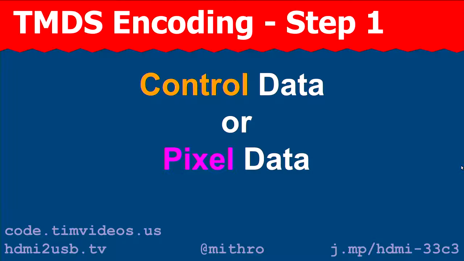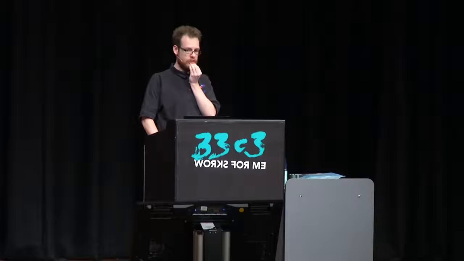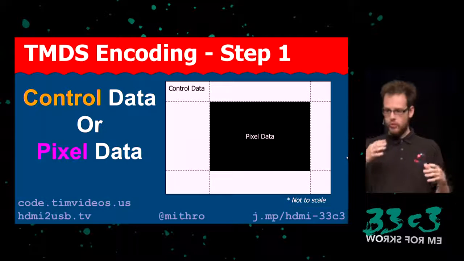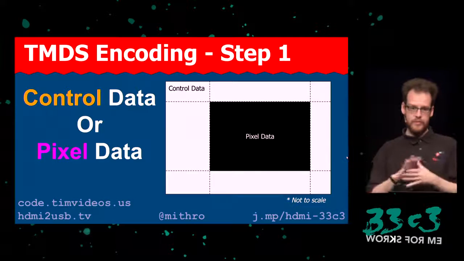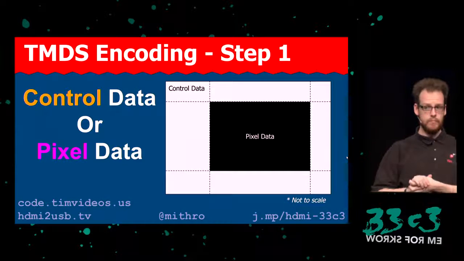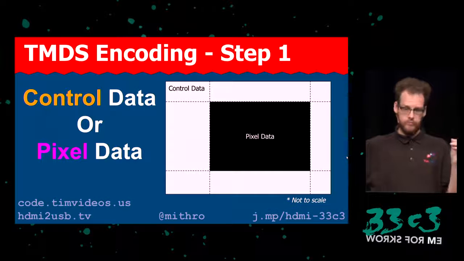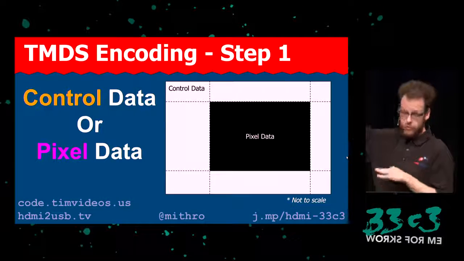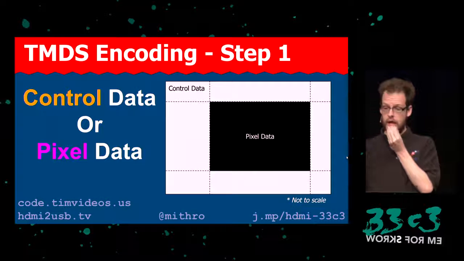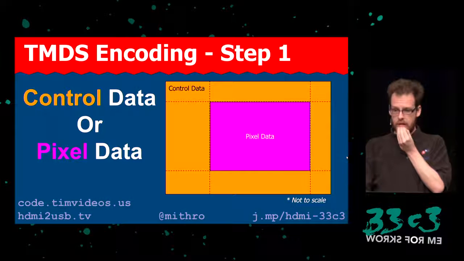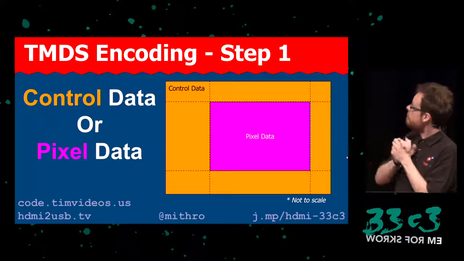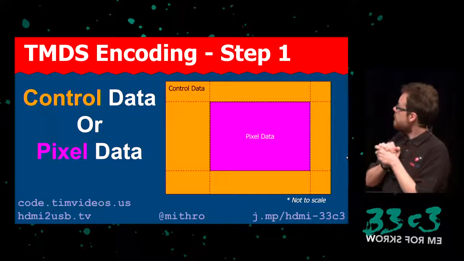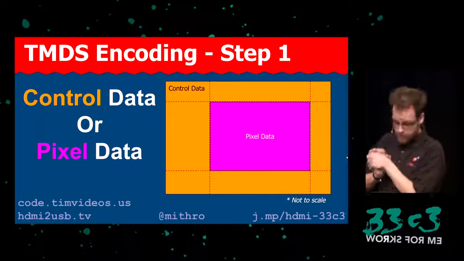So the first thing we need to figure out is, are we transmitting control data or pixel data? Turns out that what is happening in your display is we're transmitting something that's actually bigger than what you see on your screen. This is not to scale. The control data periods are much, much smaller. The control data is in orange and the pixel data is in purple, pink.